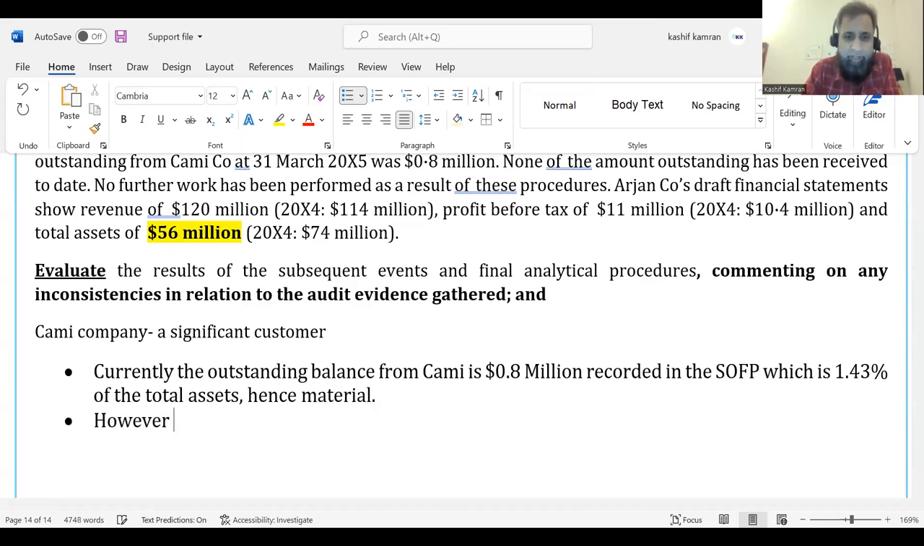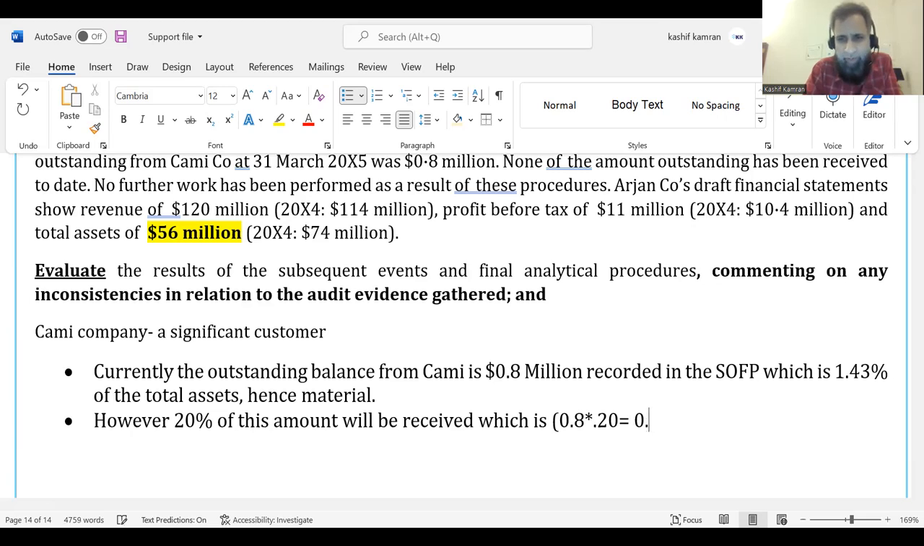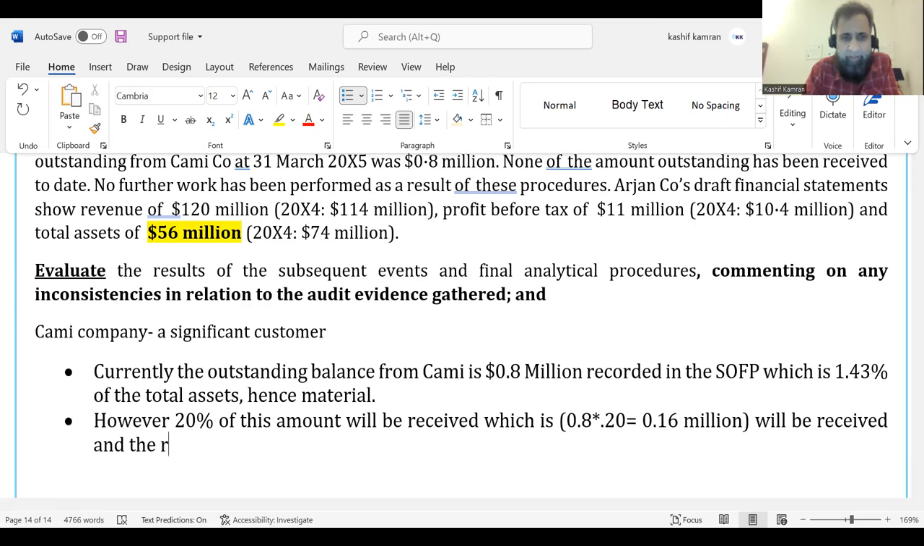However, 20% of this amount will be received, which is 0.8 into 0.20, equal to 0.16 million that will be received, and the remainder needs to be written off.